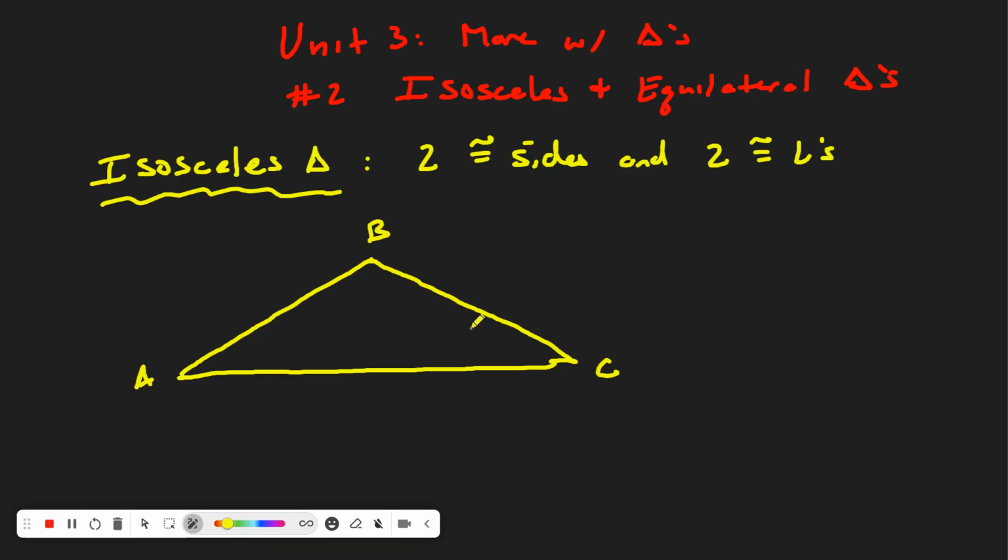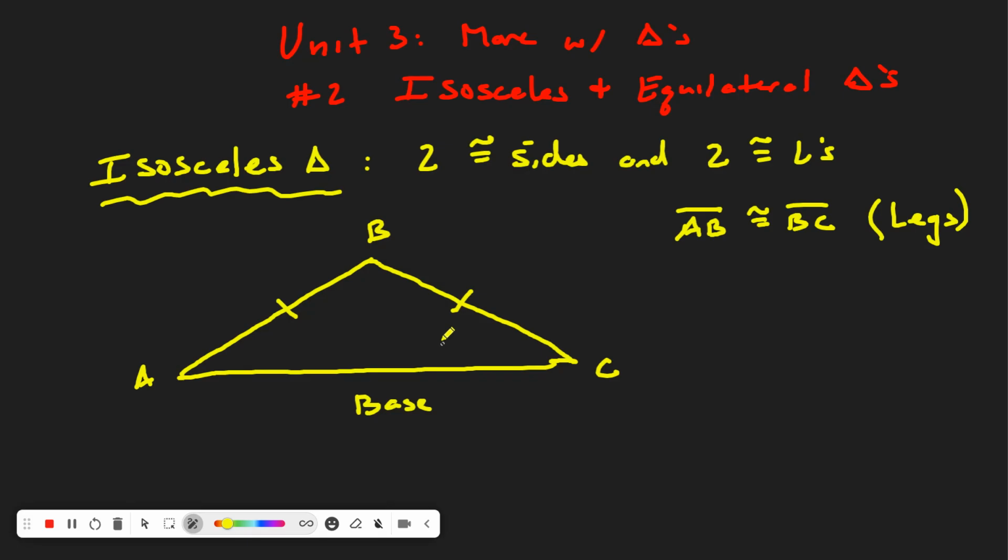So first off, let's talk about the sides. This side AB and this side BC are going to be the congruent sides. So in this picture, segment AB is congruent to segment BC. We call these sides the legs of the isosceles triangle. The third side is then called the base. Now again, it's not always on the bottom, but in this case it is. So segment AC is the base.